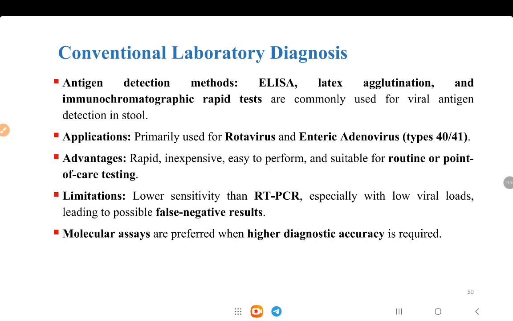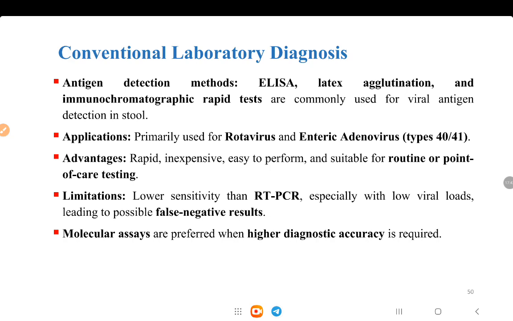Advantages include being rapid and inexpensive. What distinguishes these techniques is that they are easy to perform, suitable for routine or point of care testing. A limitation of these techniques is lower sensitivity than molecular techniques and PCR, especially with a low viral load, leading to possible false negative results.